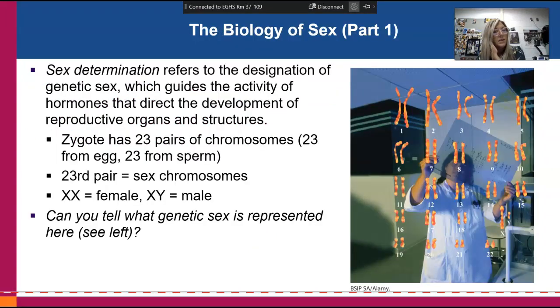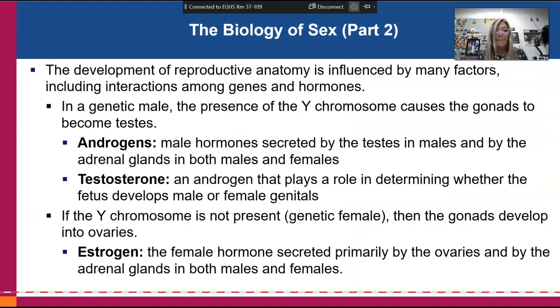Again, we're skipping that. Your sex determination is based on when you're born. This is what designates you as male or female. The terms I want you to know are these three here: androgens, testosterone, and estrogen. Androgens are the male hormones secreted in the testes in males and by the adrenal glands in both males and females. Some people actually do not know that females possess that, as well as testosterone. So that's an androgen that plays a role in determining whether the fetus develops male or female genitals. That is the deciding factor of whether one becomes male or female biologically.